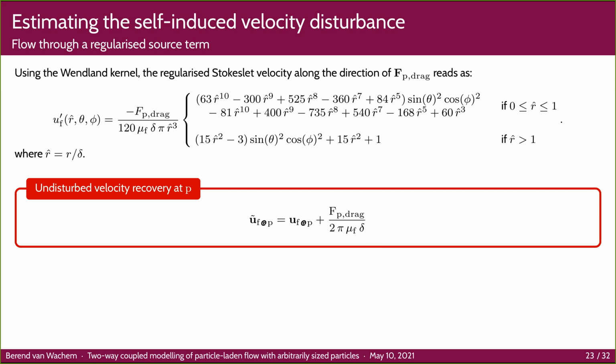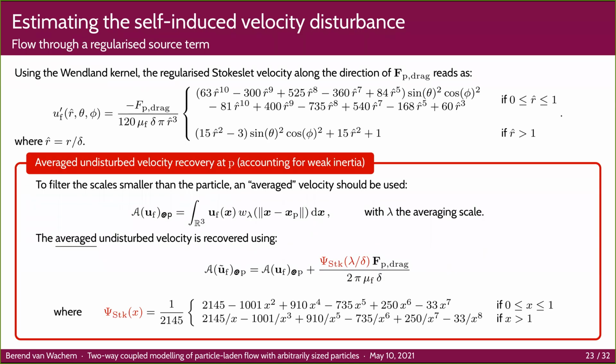So it means that if I do a CFD simulation with particles, I can interpolate the fluid velocity at the particle from the CFD simulation, so that would give me this velocity. I can add my correction term to it, which is this term here, which is very simple. And I have my undisturbed flow velocity, which I can then use to compute the drag. So that is a very simple and effective approach.